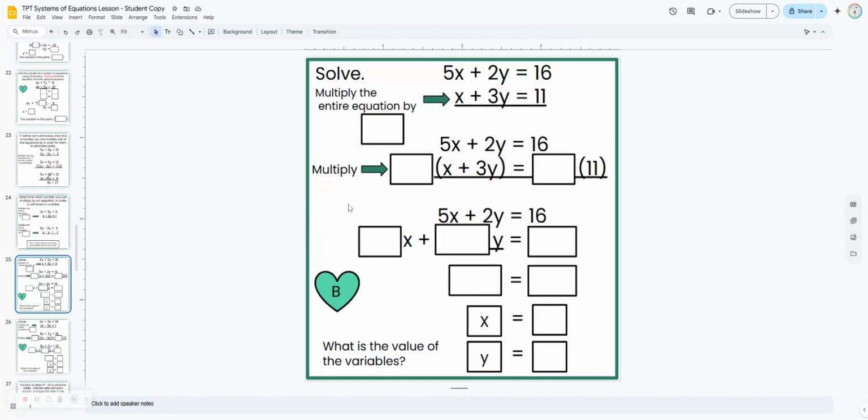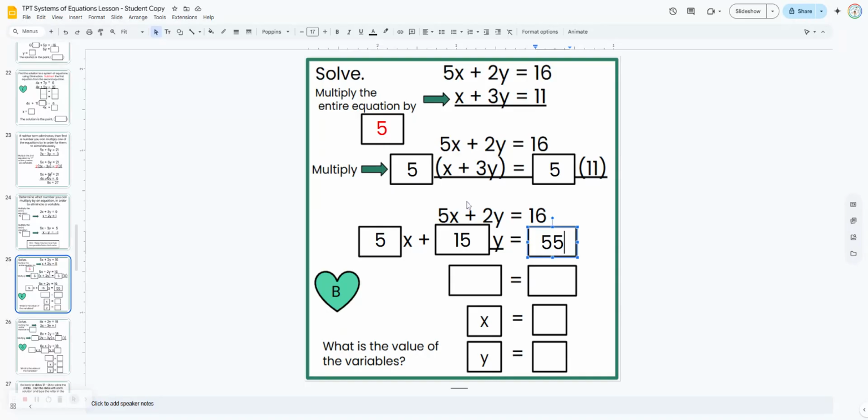Now when they get to slide 25, again, they're going to choose a number that they could multiply by the second equation in order to eliminate. So we could eliminate the x variable. So they could choose 5 or they could choose negative 5. So let's say they choose 5. They're going to multiply the entire second equation by 5. Here they're going to distribute that 5, so they're multiplying by x and by 3y. That's going to give them 5x plus 15y equals 55. So we're multiplying 5 all along the second equation.